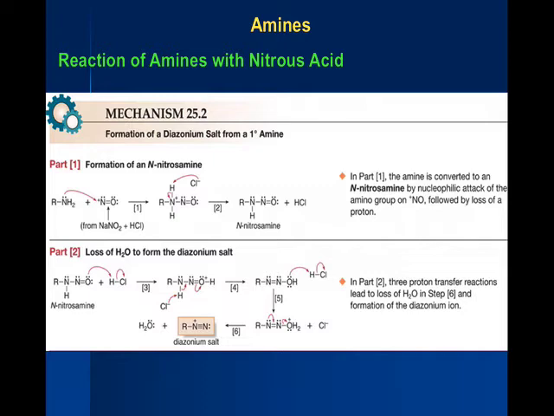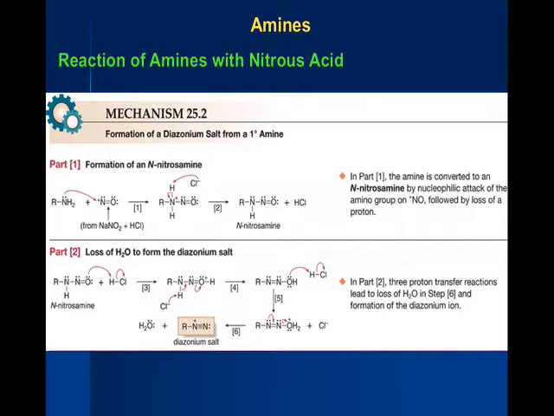You form a nitrogen-nitrogen bond. This hydrogen is now acidic, and the chloride removes that. You end up generating HCl. So this is called an N-nitrosamine. These are actually carcinogenic. That's why it's not healthy to eat things that contain a lot of nitrites.